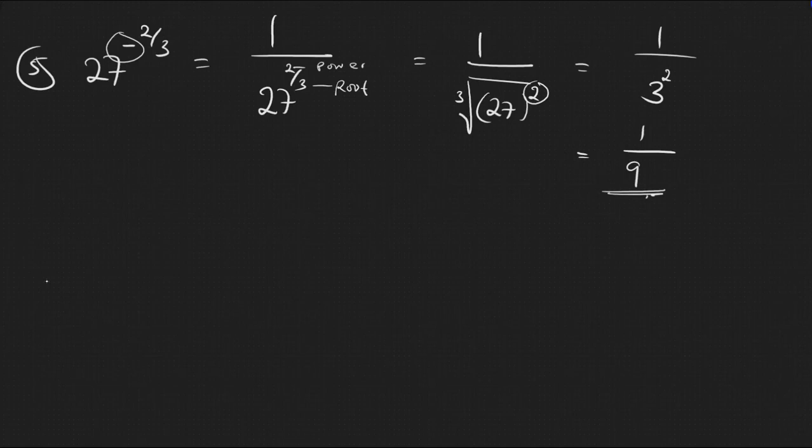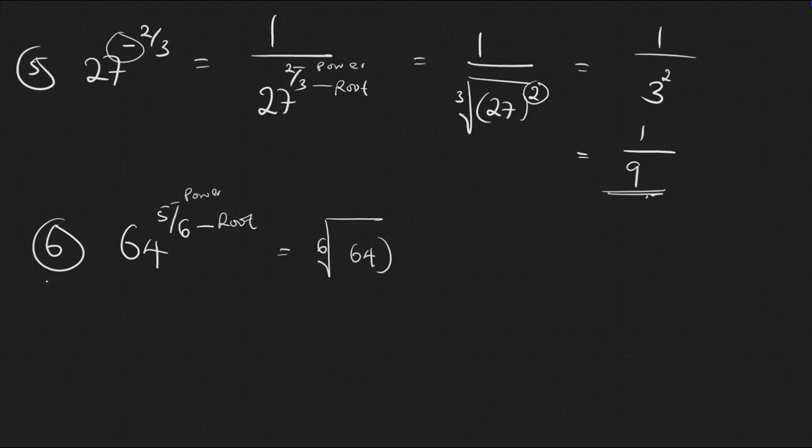Right. The sixth question is 64 to the power of 5 over 6. So this becomes the root and this becomes the power. So in this case, we're going to say the sixth root of 64 to the power of 5.